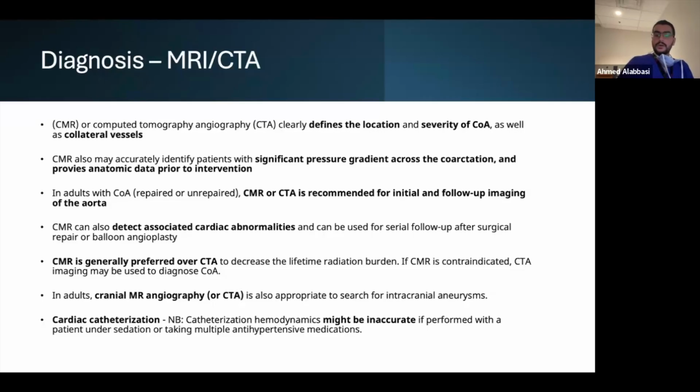Cardiac catheterization could also be done by measuring the LV and then pulling back into the aorta, going through the stenotic area and measuring the pressure gradient between that. And it may be inaccurate if the patient is taking multiple antihypertensive medications or is under sedation. So just to note that cardiac hemodynamics may be inaccurate in this setting.